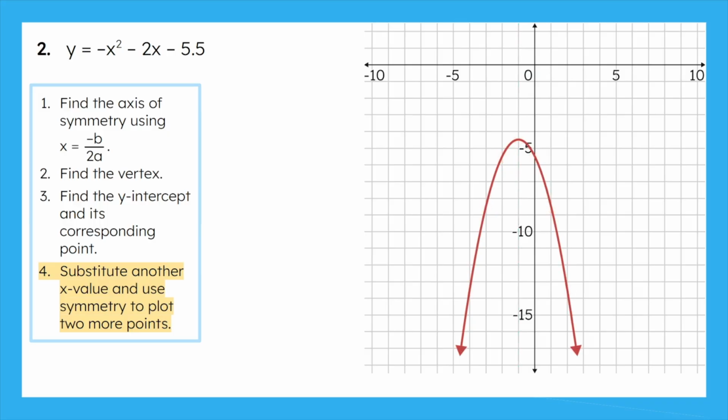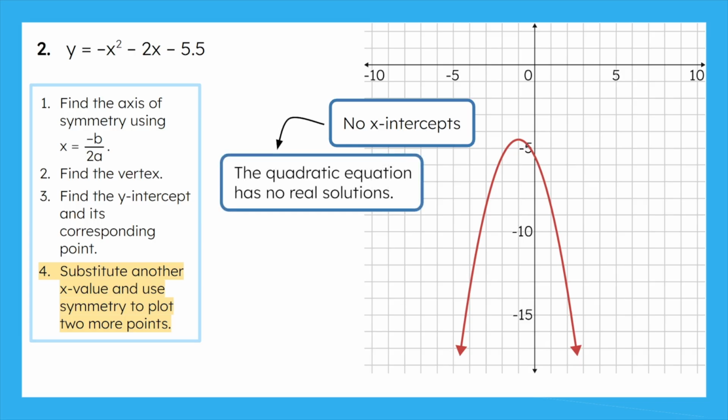Before we wrap up here, what do you notice about this parabola? It doesn't have any x-intercepts. What do you remember about parabolas without x-intercepts and the solutions to their equations? Quadratics like this one have no real solutions. Their solutions are imaginary or complex. But we can absolutely still graph them, just like we did here.